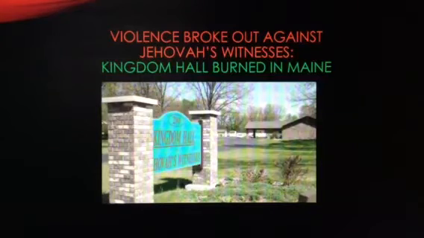Violence against witnesses broke out. A Kingdom Hall was burned in Maine. There were assaults against witnesses. There was a kidnapping, tarring and feathering of witnesses in Wyoming, expulsions from their homes in Jackson, Mississippi.